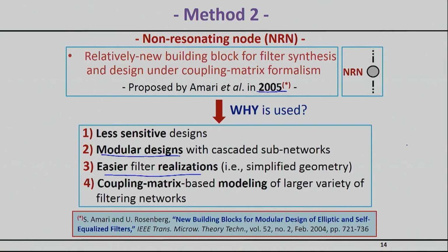And it also leads to less sensitive designs. This is related to the fact that, as you might recall from earlier discussions, when you try to make a very complicated transfer function, for example, something that may look like this with many transmission zeros and so on, any little mistake you make in the fabrication results in relatively large errors in the transfer function. So with a non-resonating node concept, this type of problem goes away.